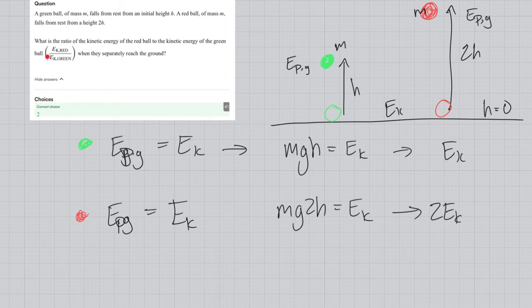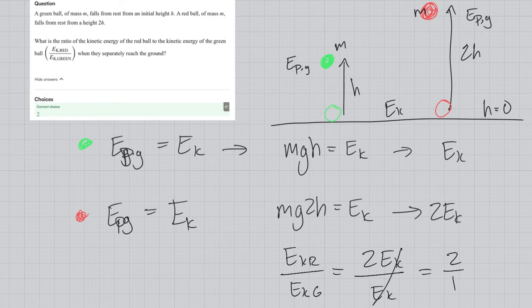So if we're looking at this ratio, the kinetic energy of the red divided by the kinetic energy of the green, basically what we're going to get is 2 kinetic energy divided by kinetic energy. Those cancel out, and we simply get a ratio of 2 over 1, or 2.